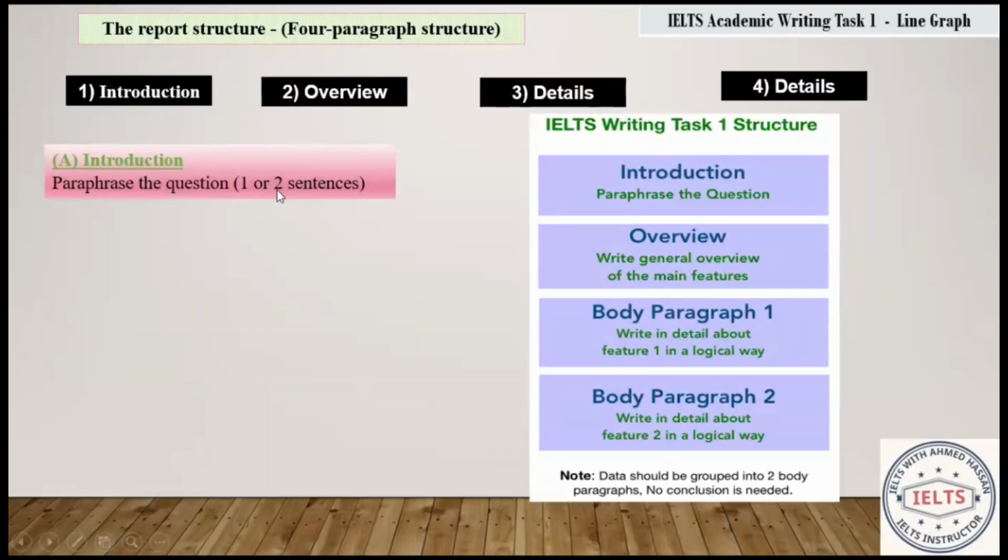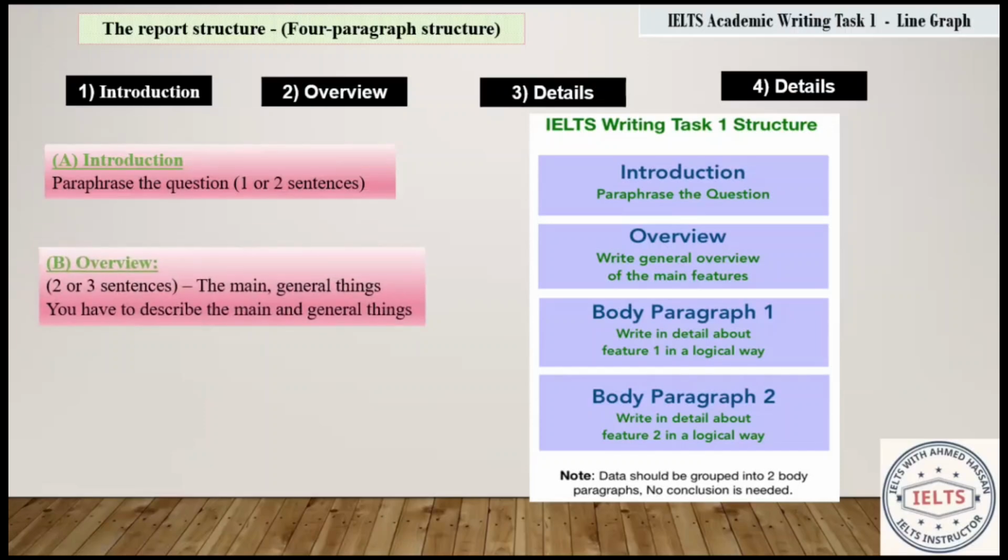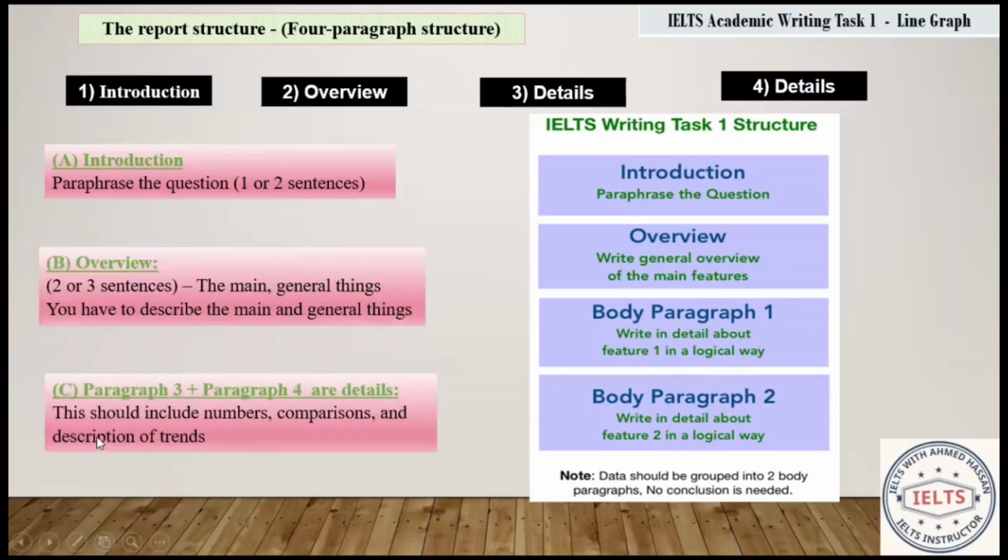In the introduction, you should paraphrase the question. You can make 1 or 2 sentences. In the overview, you should find out the main features, 1 or 2 points to write about. In body paragraph 1 and body paragraph 2, you will write about the details: numbers, comparisons, description of trends, different details.